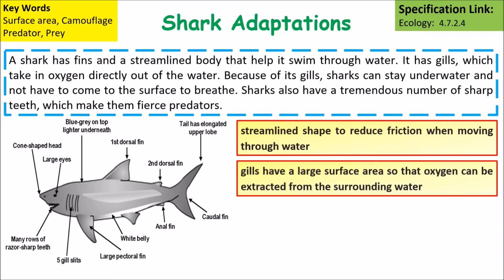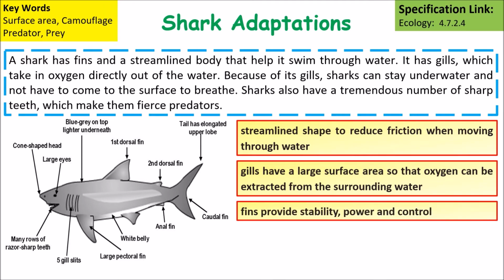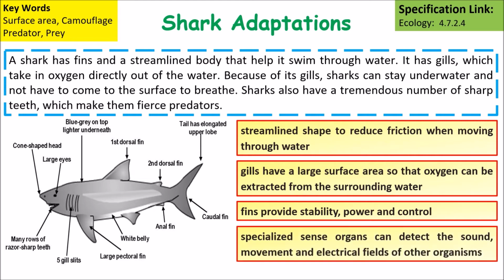Its gills have a large surface area so they can extract oxygen from the water. Its fins are relatively powerful so it can move quickly. And it's got lots of specialised organs so it can detect sound, movement and electrical fields that other organisms are giving off.